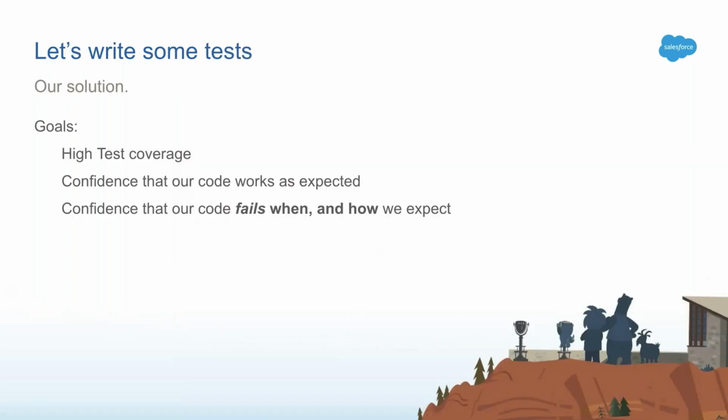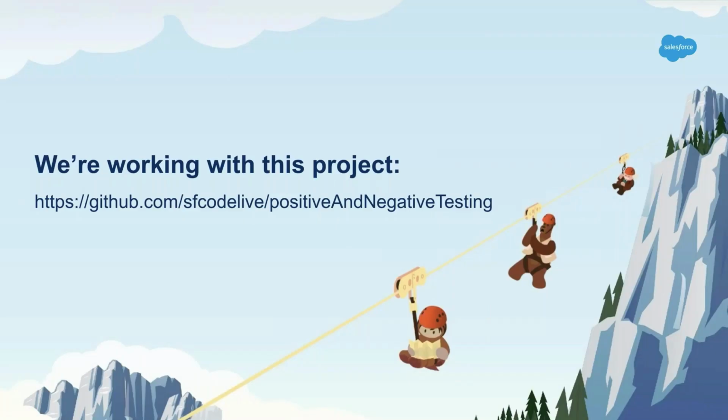So what are we going to do today? We're going to write some tests. Melissa's given us a class, and she's going to talk about it in a little bit when we switch over to the code. We're going to be writing some unit tests for that class, and our goals are to have high test coverage. We want to cover as much of the class as we can. We're looking for confidence that our code works as expected. Those are our positive tests. Then we're also going to write some tests that cause the code to fail, and we want confidence that when our code fails, it does so when and how we expect.